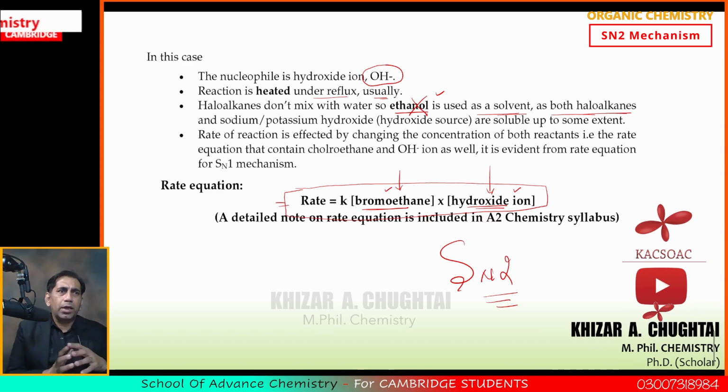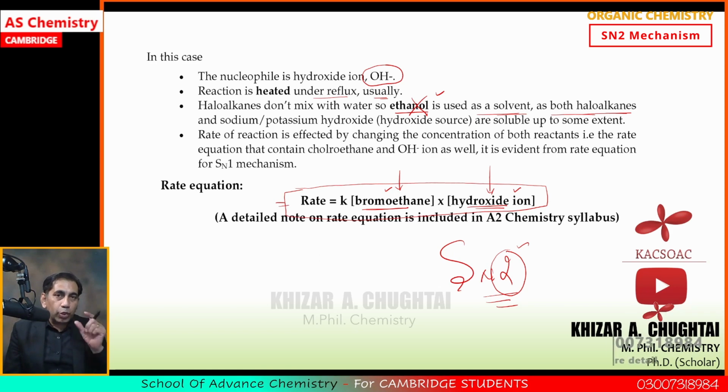You just need to know whether either one species is present in the rate equation or two species are present in the rate equation. Wherever 2 is written, it means in this case 2 species can change the speed of reaction.